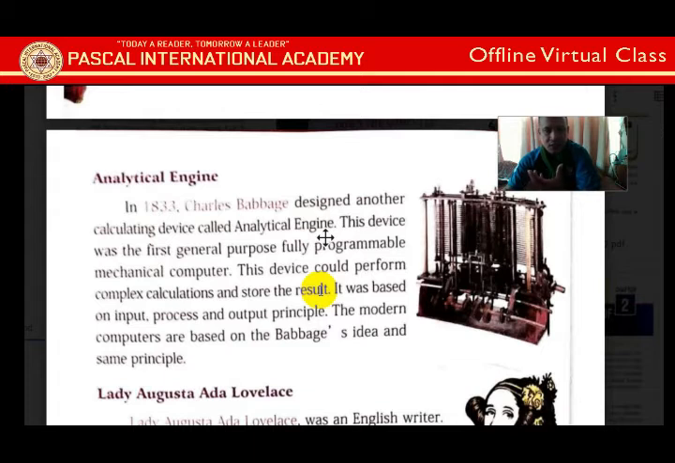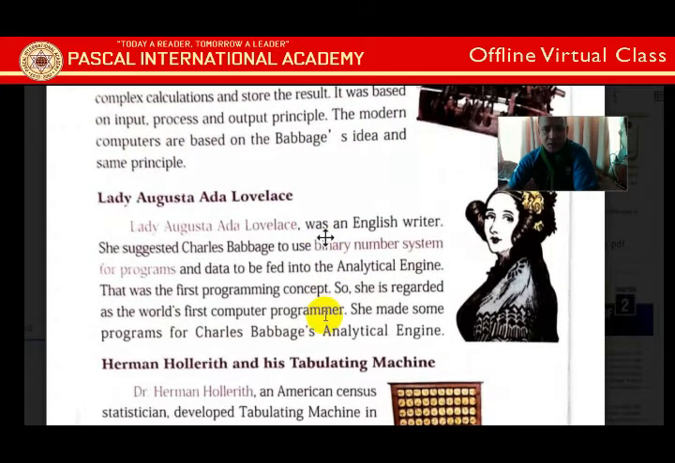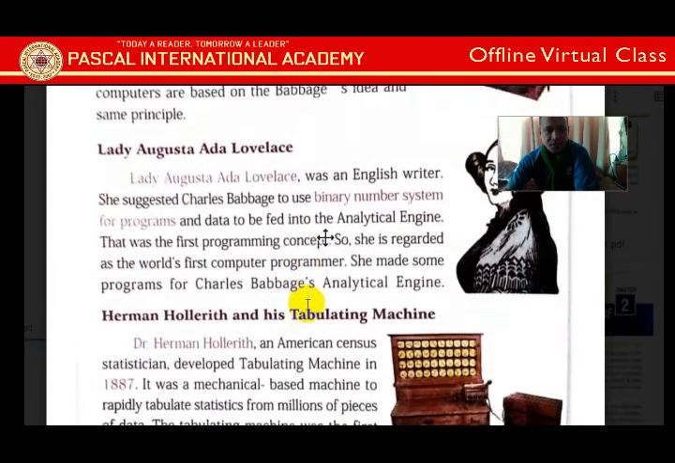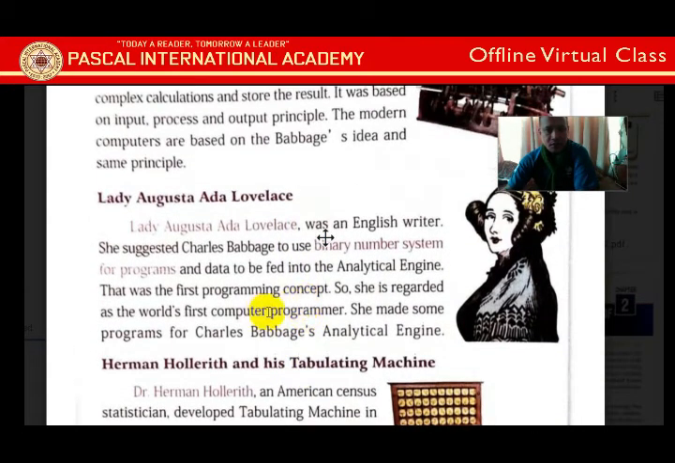This device could perform complex calculations and store the result. Not only does it do the calculation but it stores the result also. It was based on the input, process and output principle, like in the modern computer. Modern computers are based on Babbage's idea and the same principle. So whatever computer or laptop you are using, that's the concept of Charles Babbage's Analytical Engine. Clear?